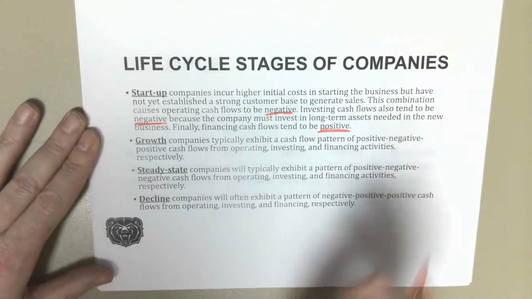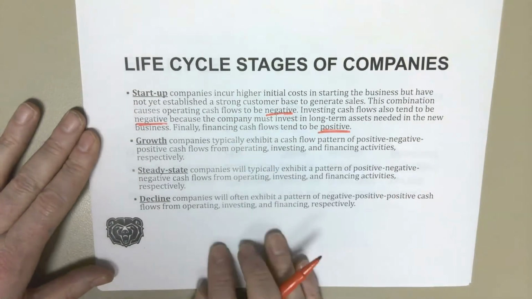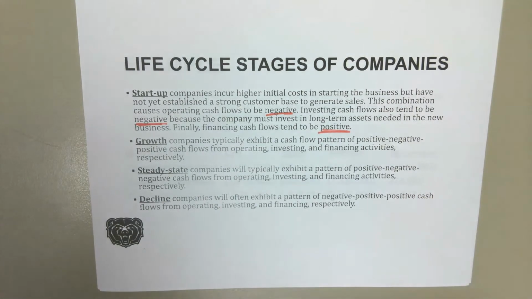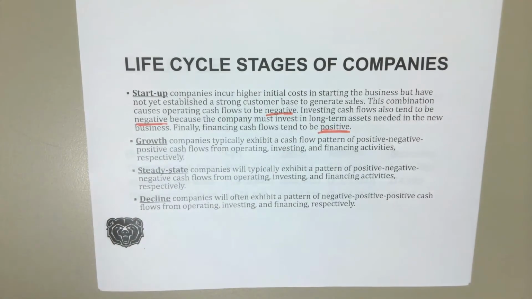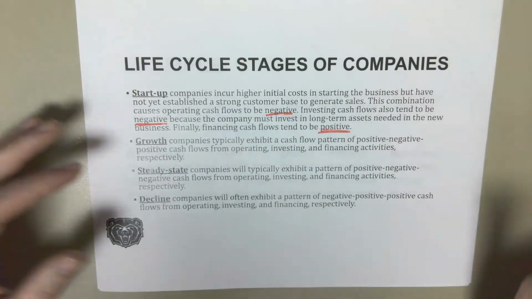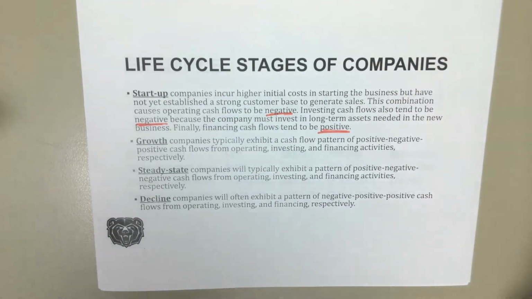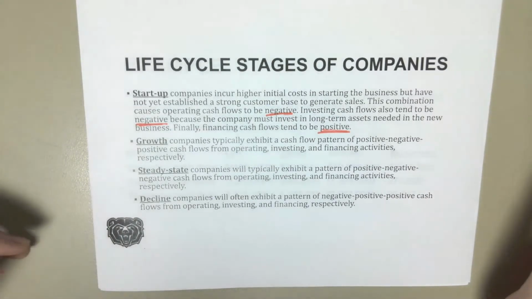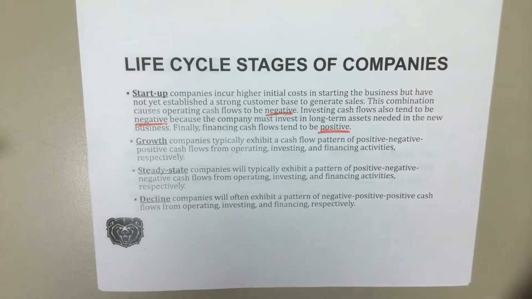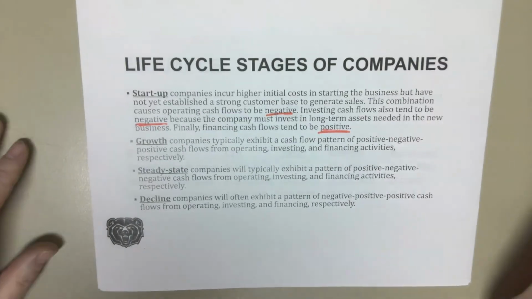Typically, you see your financing cash flows as positive, right? You're going to see a positive cash flow in financing simply because if you are a corporation, if you're a startup corporation, you may be selling stocks. That is a financing activity. That's an increase or an inflow of cash from a financing activity. If you are a sole proprietorship or maybe a partnership, you may be taking out loans from the bank, and that is an inflow of financing cash, okay?